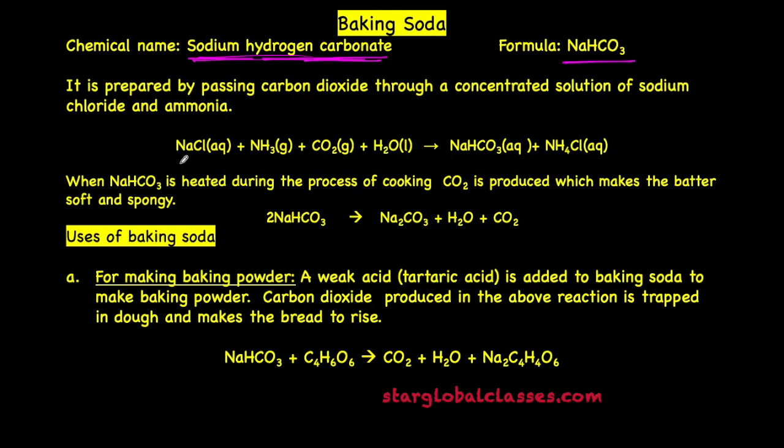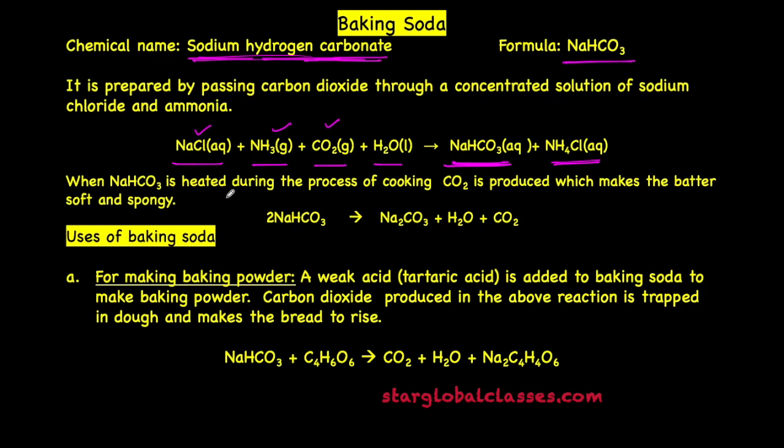It is made with this reaction: sodium chloride plus ammonia, carbon dioxide and water. It is prepared by passing carbon dioxide gas through a concentrated solution of sodium chloride and ammonia. It produces NaHCO3, baking soda, and ammonium chloride. This baking soda is used in making many different things that we are going to study now.